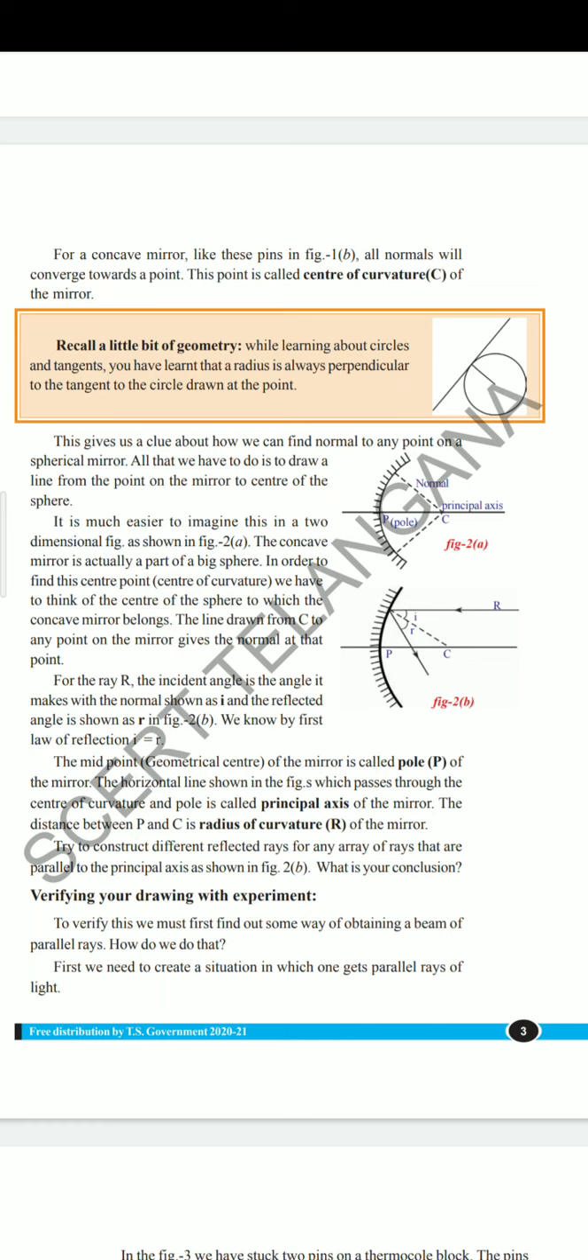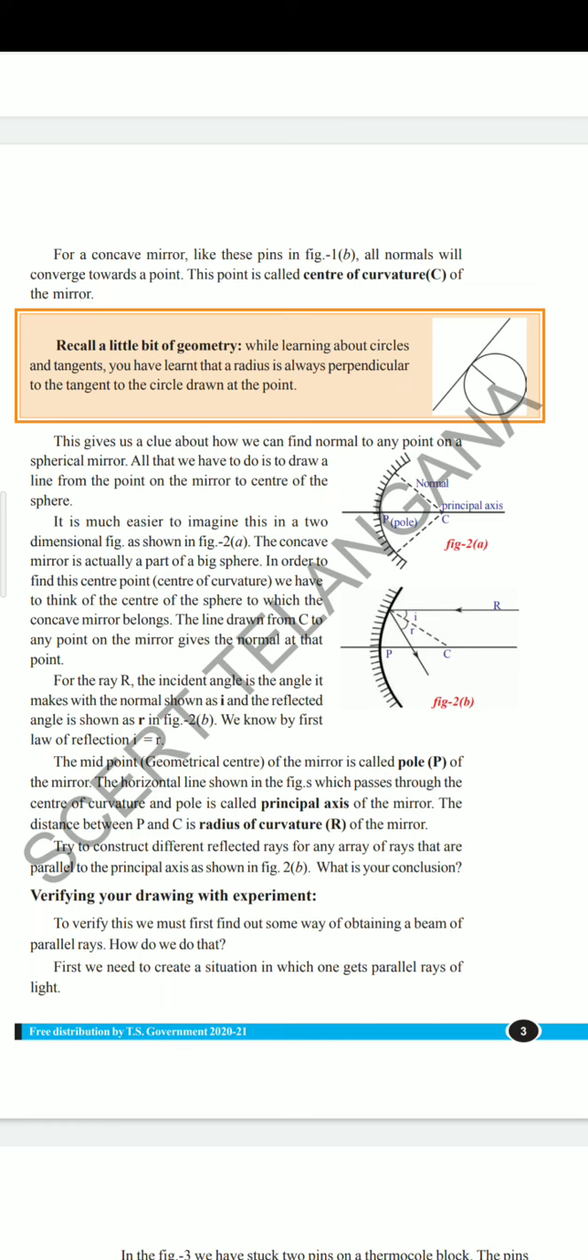The distance between P and C is the radius of curvature of the mirror. Try to construct different reflected rays for any array of rays that are parallel to the principal axis, as shown in figure 2b. What is your conclusion? Verify your drawing with experiment.